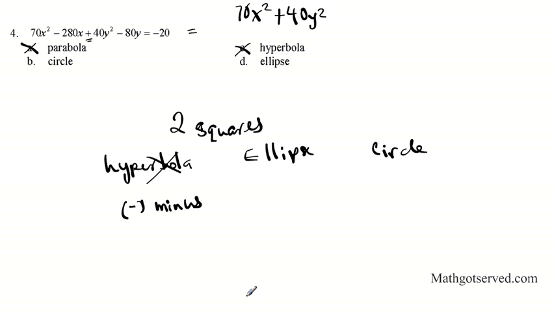Next thing we're going to look at is the coefficients. This coefficient and this coefficient are different. Remember, if the coefficients are different, it is an ellipse, because that's what makes it eccentric in one direction. But if the coefficients are the same, it is a circle. Coefficients are different, it cannot be a circle. Your answer is option letter D, which is an ellipse. Okay? Alright, moving right along.